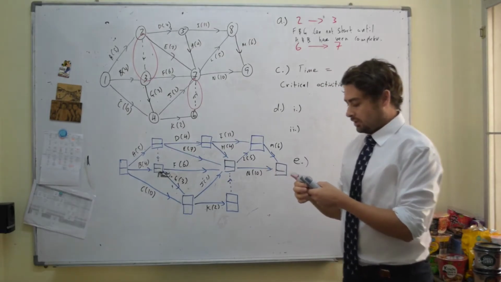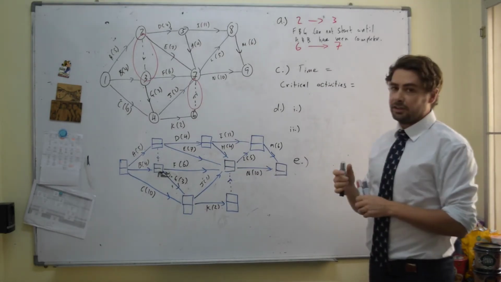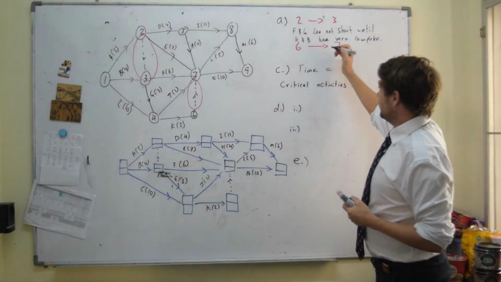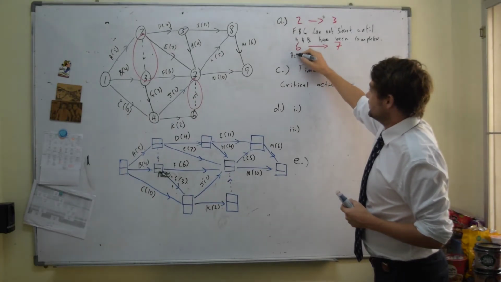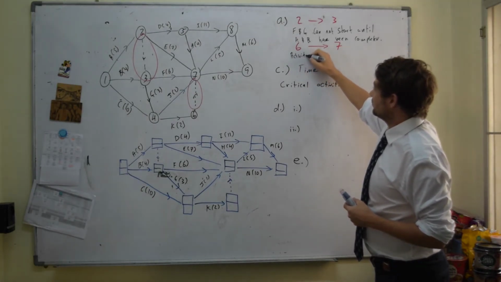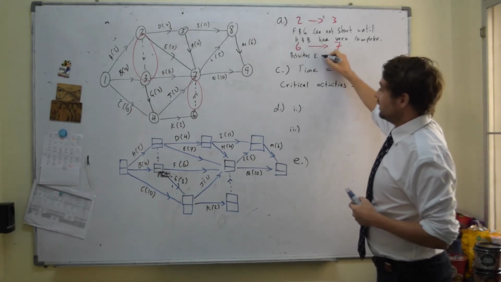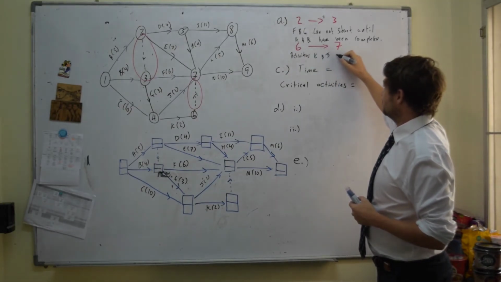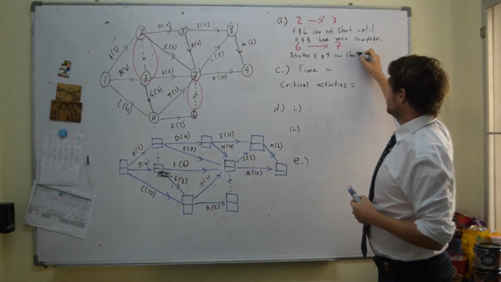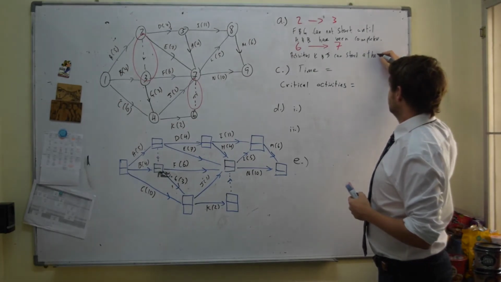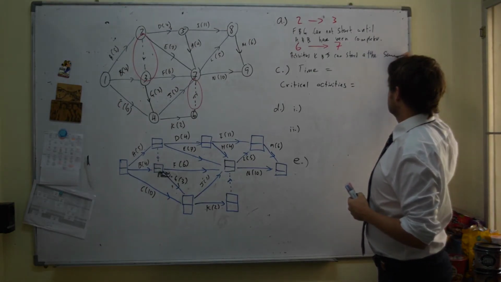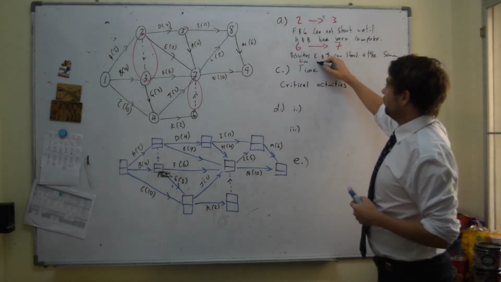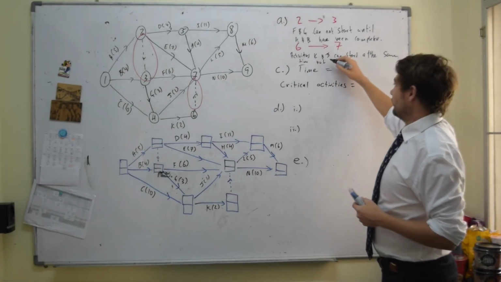So here, the dummy path is required so that activities K and J can start at the same time, but not go to the same event.